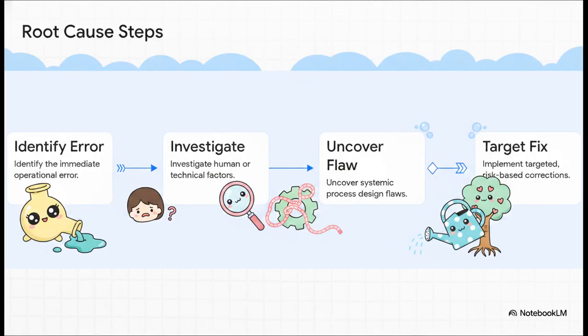Let's actually step down into the root of a failure. Step 1. You identify the immediate error, like say a chemical spill. Step 2. You investigate the contributing factors. Okay, maybe the operator wasn't properly trained. Step 3. Uncover the systemic flaw. Well, why weren't they trained? Maybe the remote onboarding process bypassed the environmental team entirely. And finally, step 4, implement a targeted correction that fixes that global onboarding process. We aren't just cleaning up a spill, we're curing the disease at the root.